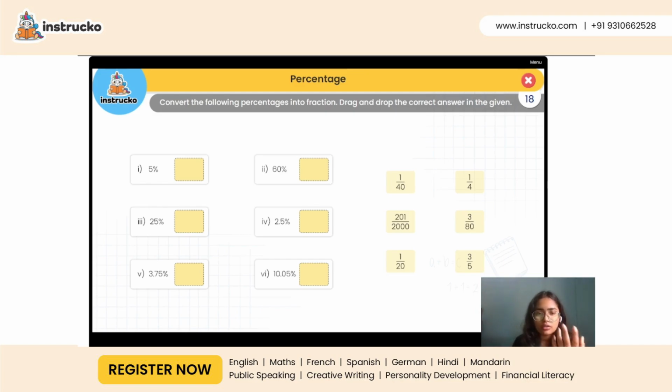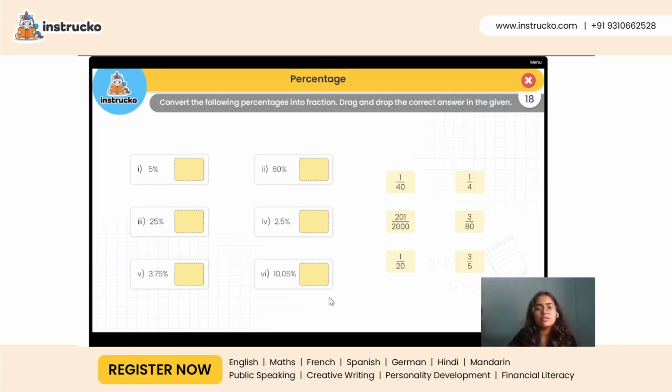Similarly, you do for, let's take 2.5, the fourth one. 2.5 percent basically means 2.5 divided by 100 in the denominator. And then you simplify that and you have your answer. I will give you 5 seconds to do this one and let me know once you're done. Pause the video, do it, and then continue. Okay, so let's do it together. Check your answers if you got them right.